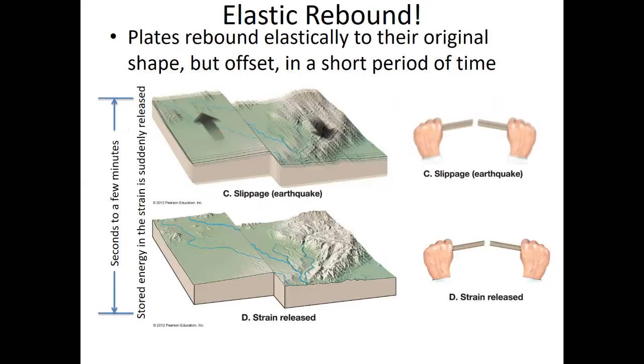Elastic rebound. Elastic rebound is whenever the rock returns to its original shape from before it was elastically deformed. So the plates rebound elastically to original shape. So this plate snaps back this way. This plate snaps back this way. And all that stored elastic potential energy is released. And that energy takes the form of vibrations that travel through the earth, and that creates an earthquake.